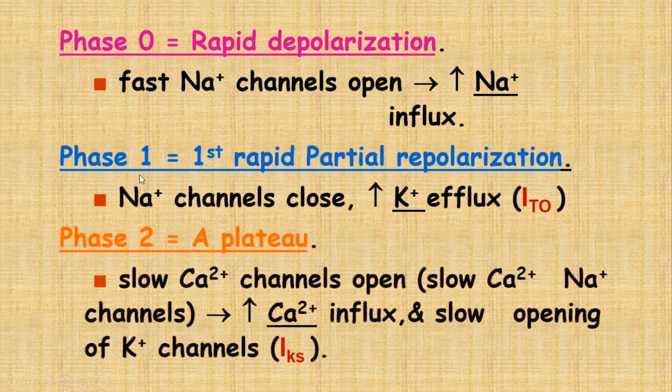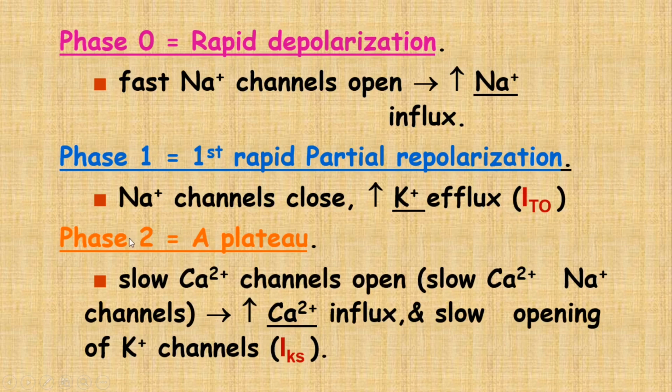Then phase 1, this is the phase of partial rapid repolarization. It is not complete, so it is called partial. At the end of phase 0, the fast sodium channel will close and there is an opening of one type of potassium channel, called the transient outward potassium channel. Because of this the potassium ions will go out, but this transient outward potassium channel opens on depolarization, at the end of depolarization, and it gets rapidly inactivated.